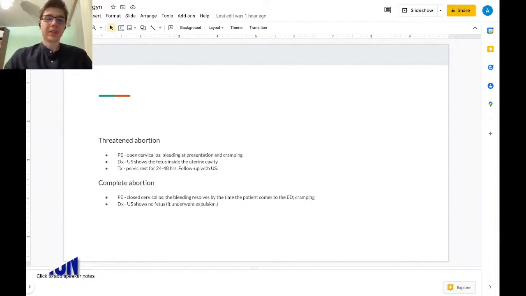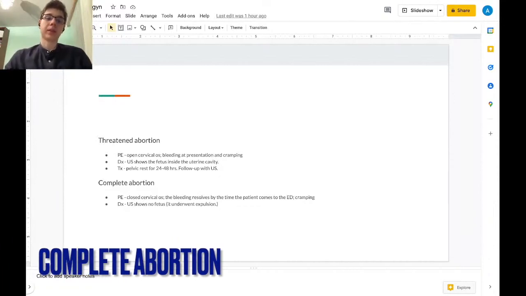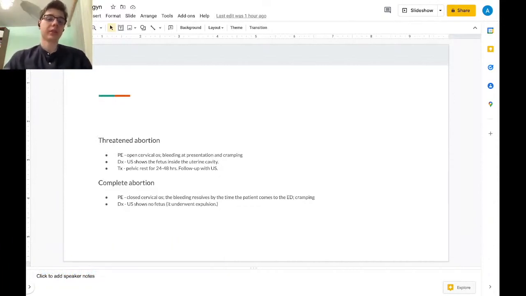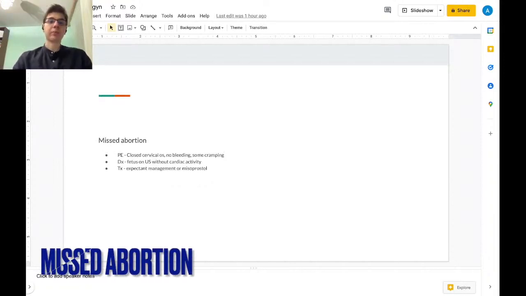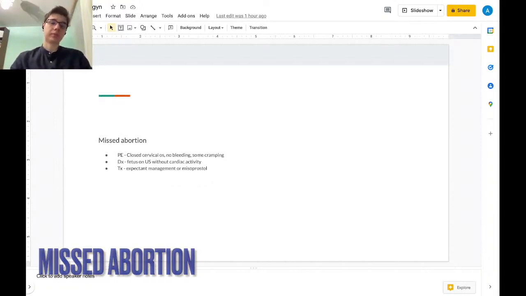Easiest concept is the complete abortion. On the physical exam, the cervical os is closed. The bleeding is already resolved by the time the patient arrives in the ED, and there is some mild cramping. However, the diagnosis is made with ultrasound with no fetus inside the uterine cavity. It already underwent expulsion.